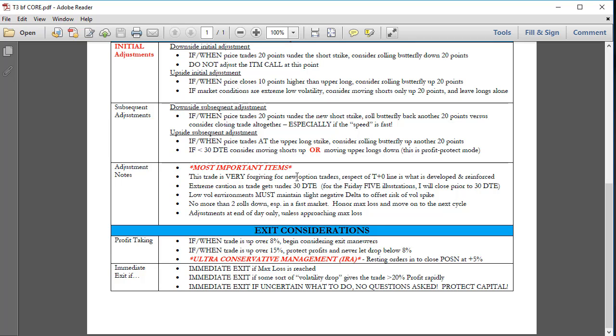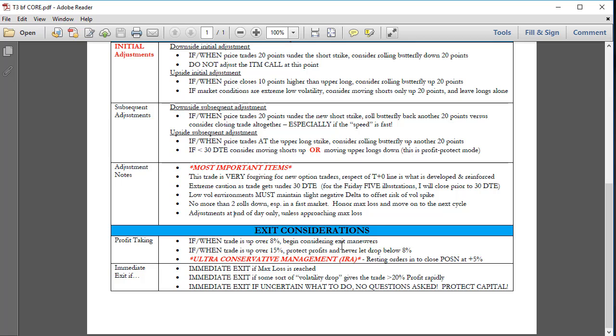It's a very, very forgiving trade, and it helps reinforce and teach you what I'm always talking about week in and week out on the weekly update, Friday Fives: why that T+0 line is so important to keep a handle on. Keep that thing flat, right? Extreme caution as you get under 30 days expiration. Low vol, keep a slightly negative delta. No more than 2 rolls down, especially in a fast market. Again, honor maximum loss, move on to the next cycle.